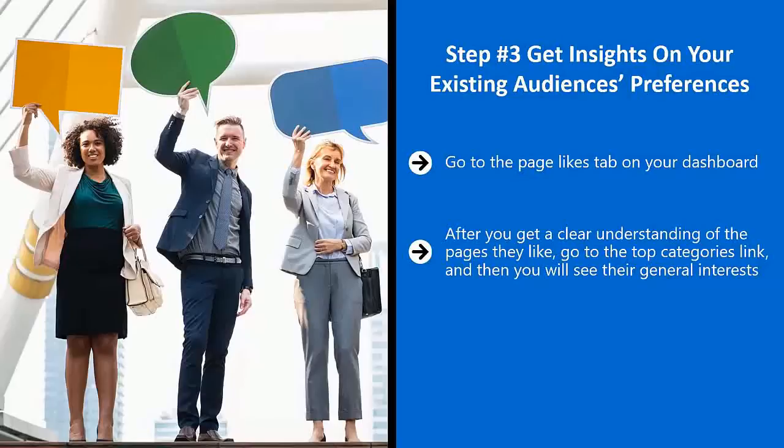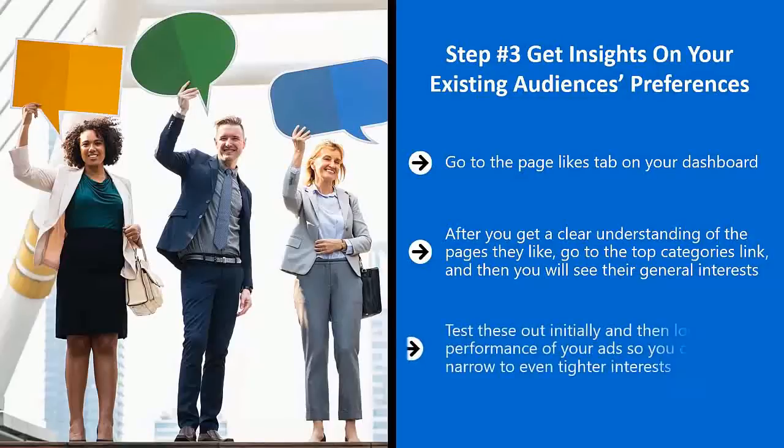The key here is to start with the general interests of people on Facebook that may have something to do with your target niche. Test these out initially, and then look at the performance of your ads so you can then narrow to even tighter interests. Please note that when you click on the Page Likes tab, you can see existing pages on Facebook that already attract the audience you're interested in.